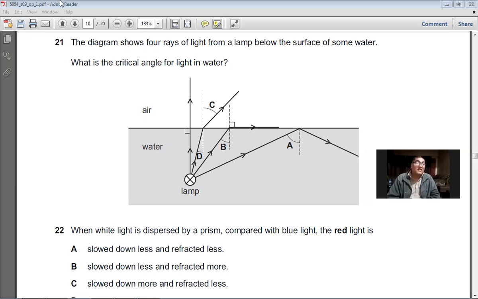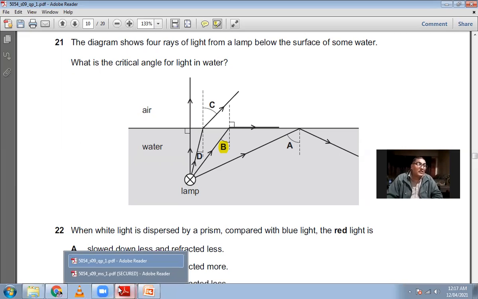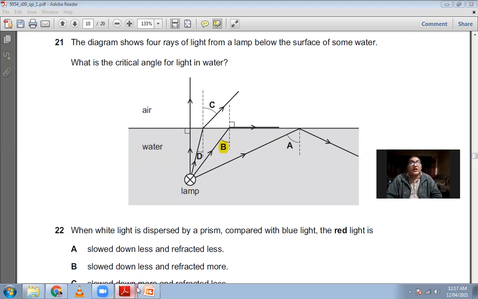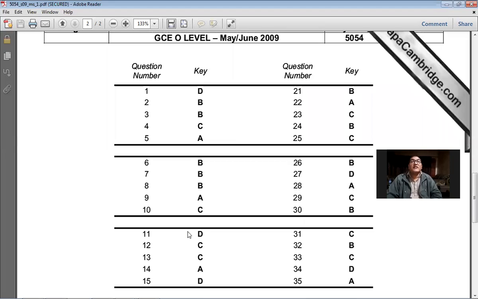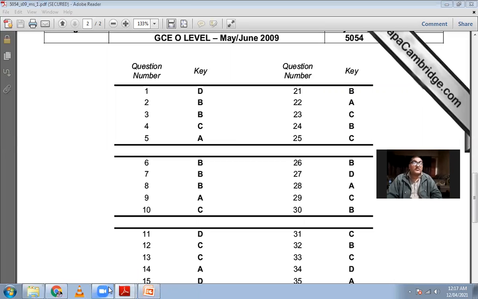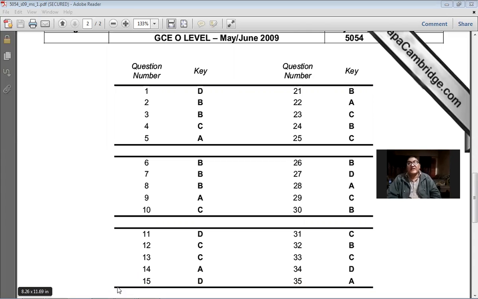critical angle. So you can see that this angle B here is the angle of incidence in the dense medium, and the angle of refraction in the rare medium is 90 degrees. So this angle of incidence is known as the critical angle. So B is the right option. Question number 21, B is the right option, sir.